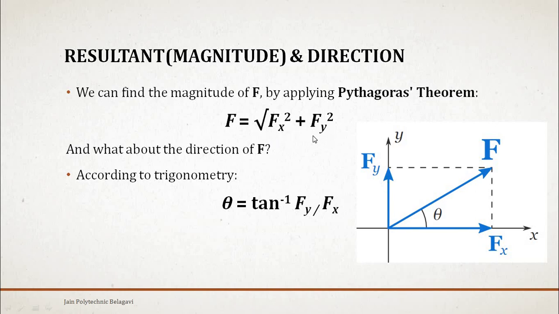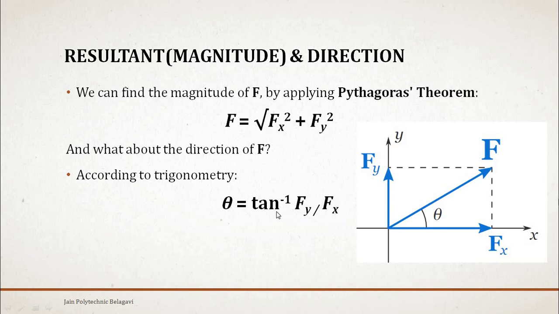This formula is only for two forces giving a single resultant force. If you have a number of forces acting in the plane, then the resultant force can be taken as under root of the summation of horizontal forces squared plus the summation of vertical forces squared. Now, what about the direction of that force? How to find the direction or the angle of the resultant force? According to trigonometry, theta can be given as tan inverse of Fy by Fx.